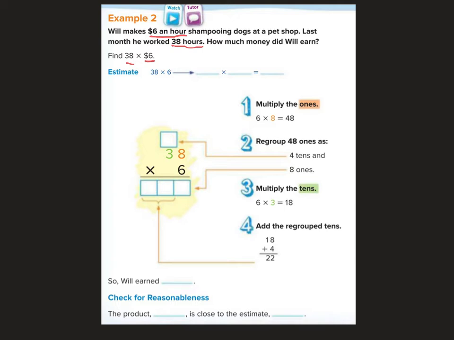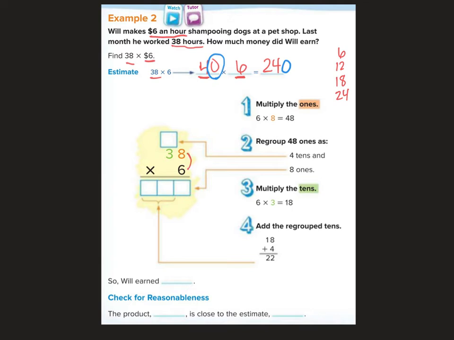So a great option to do always is to estimate, so we can know about how much we should be getting. So I would say 38 is about 40. And then I'm going to multiply that by 6. So if I do 4 times 6, I get 6, 12, 18, 24. 24. And then I notice I have a 0 left over. So it should be 240, about what my answer should be here. So let's multiply and see what we get.